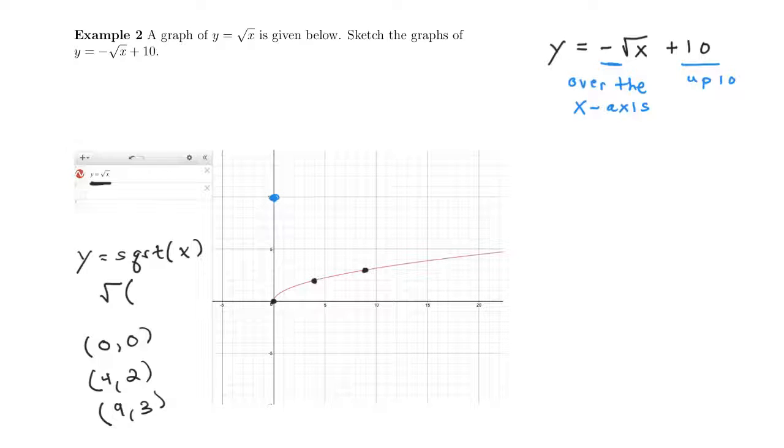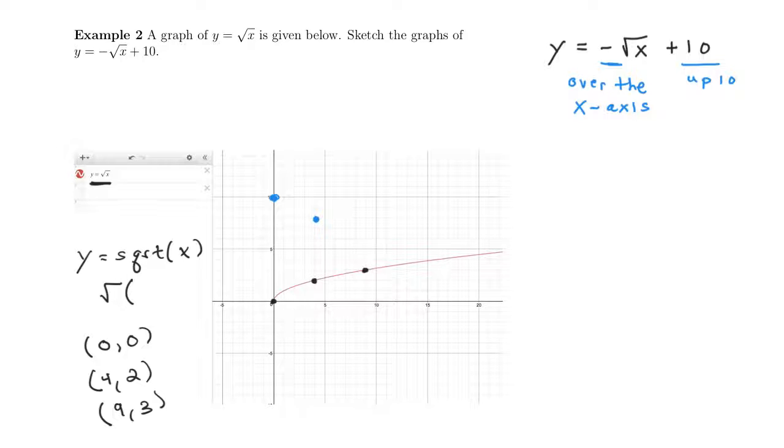Let's see. For my 2 other points, okay, that was 4, 2. If I reflect this y value, it's going to go from positive 2 to negative 2. And then if I add 10, it's going to go to positive 8. So let's see, I'll draw that spot right here.